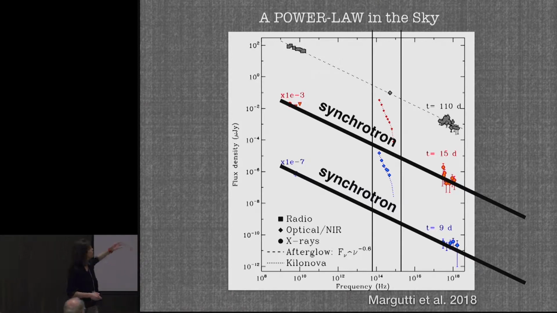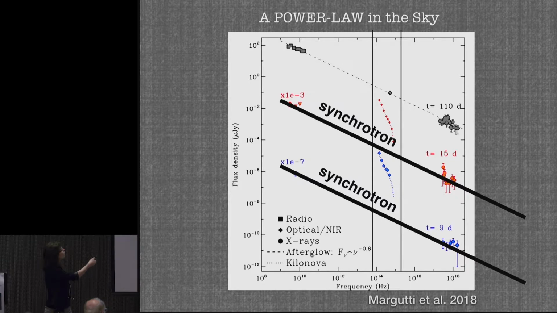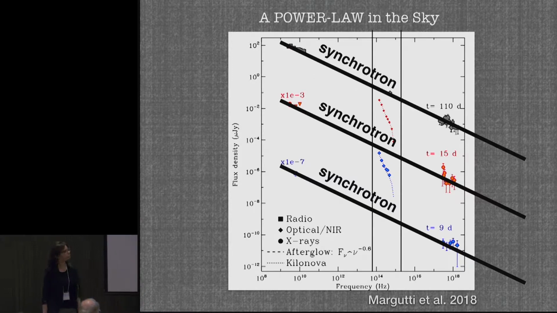I got many questions. Why, Raffaella, did you not observe between 15 and 100 days? Because the source was behind the sun for everybody but radio. So we were doing our homework. So what you see at 100 days is a beautiful power law, X-rays, radio, and HST gave us this detection. So the optical at 100 days is also non-thermal. So we are fully consistent with a beautiful, simple power law in the sky.